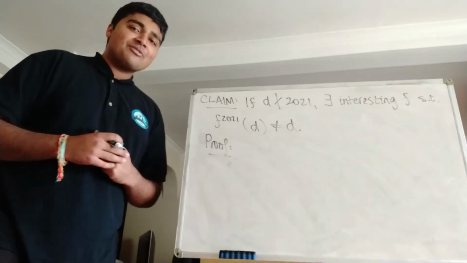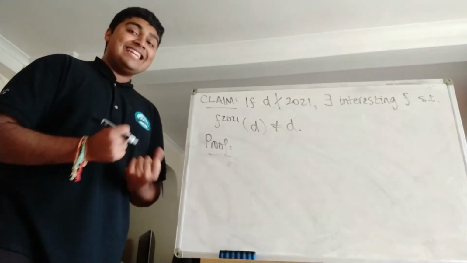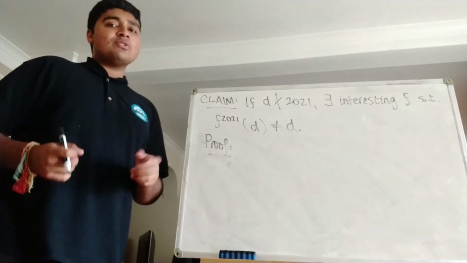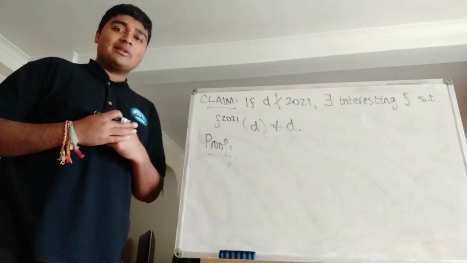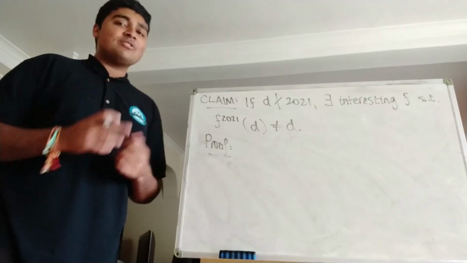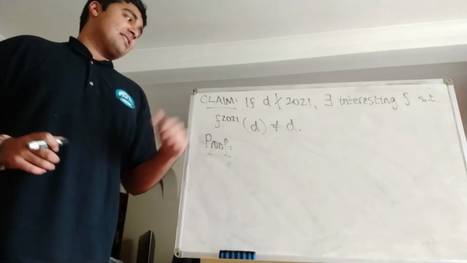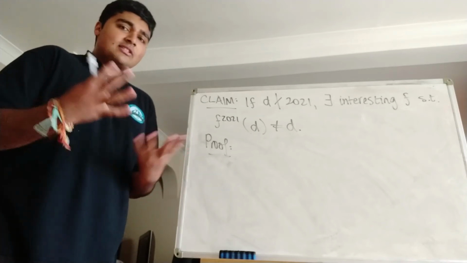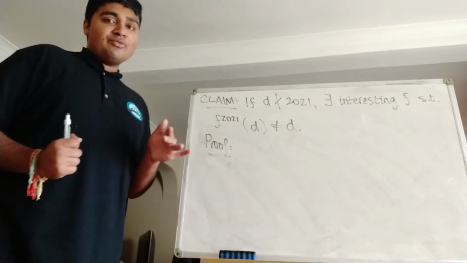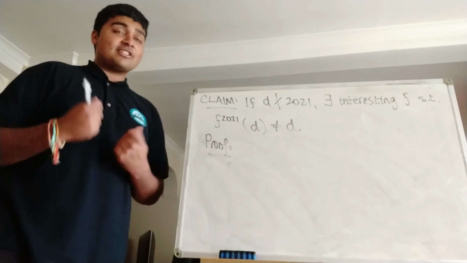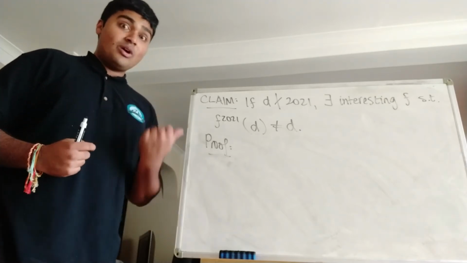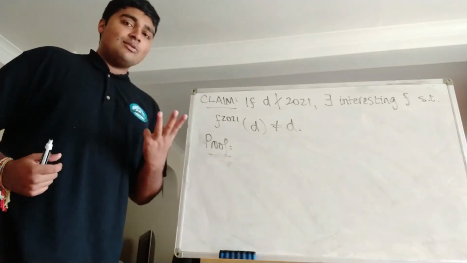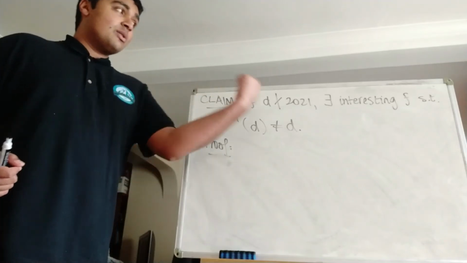Okay, so to finish off this problem, I claim that if d is not a factor of 2021, so if it's not 1, 43, 47 or 2021, then there exists some interesting function f such that f to the 2021 of d does not equal d, so d cannot be one of the solutions to our problem. Once we've proved this, that will solve our problem, and the solution will simply be the numbers 1, 43, 47 and 2021. But of course we've got to prove this claim.